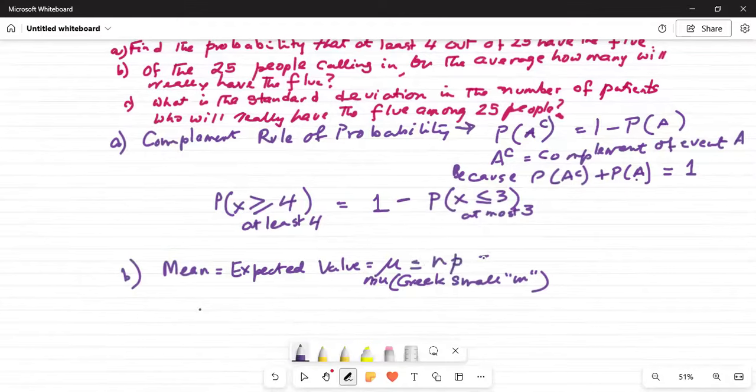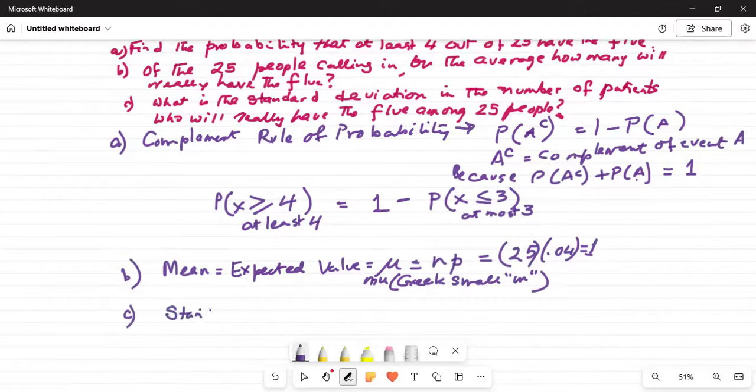So what is my n? Number of trials is 25. What is the probability of success? It is 4% or 0.04, and that is 1. Okay, so I'll work this out with Excel, but I want to give you the formula.